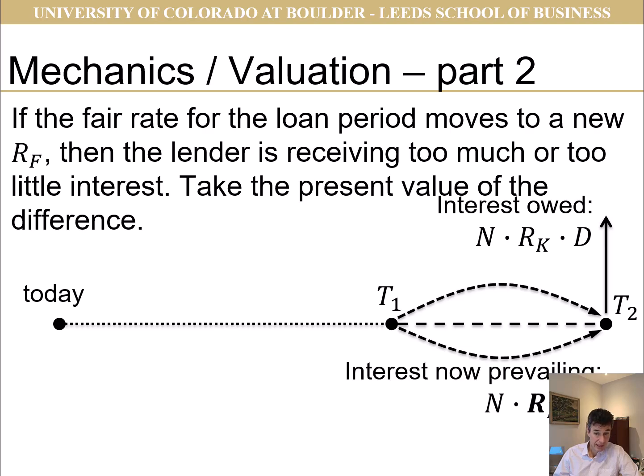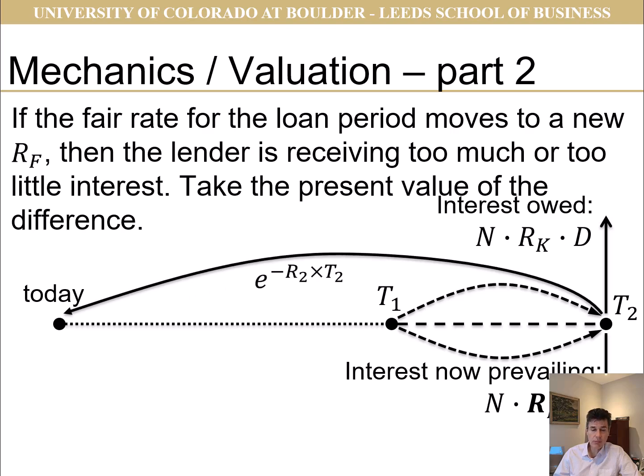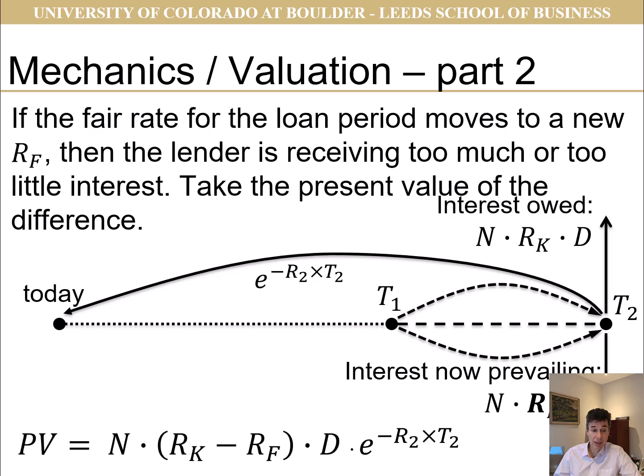So the interest that we are owed, we're the lender, is N times RK times D. The interest that's now prevailing is N times RF times D. The interest is paid at time T2, so we have to discount it, and we get a present value of N times RK minus RF times D times e to the minus R2 T2. Both of these formulas are equivalent. Sometimes it's easier to work in one, sometimes it's easier to work in the other.